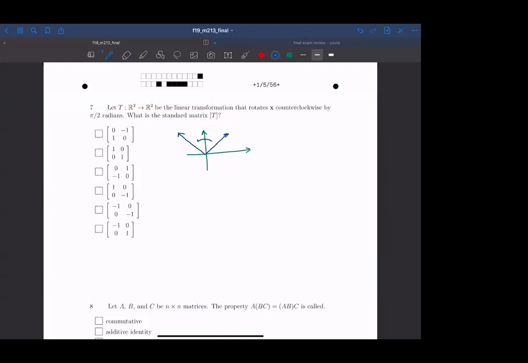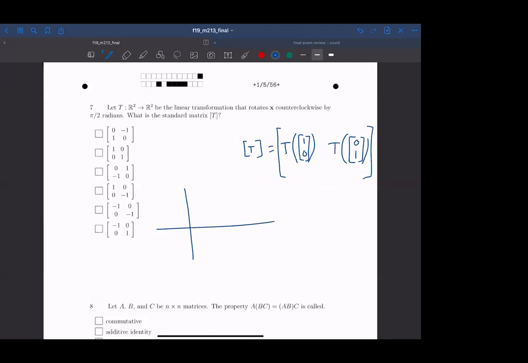How do you find the standard matrix? Can anyone remind me how you find the standard matrix of a transformation? You use the identity vectors, right? Like 1, 0, and 0, 1. Yeah, exactly. So the first column of this matrix is just going to be whatever vector I get when I plug 1, 0 into the linear transformation. The second column is just whatever I get when I plug 0, 1 in. So let's go ahead and find that.